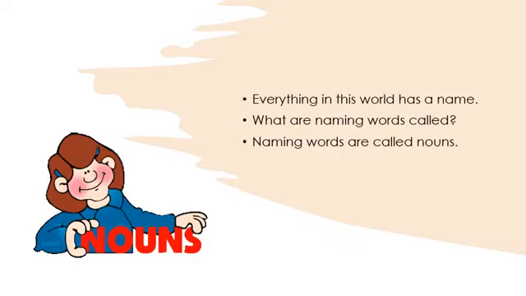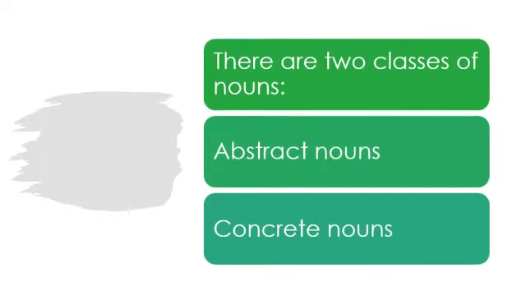In this world, everything has a name. And what are naming words called? Nouns. A noun names a person, place, or a thing. As we have already learned about two different types of nouns, which are common and proper nouns. Today, we will discuss two different types of nouns, abstract noun and concrete noun. Repeat with me, abstract noun, concrete noun.